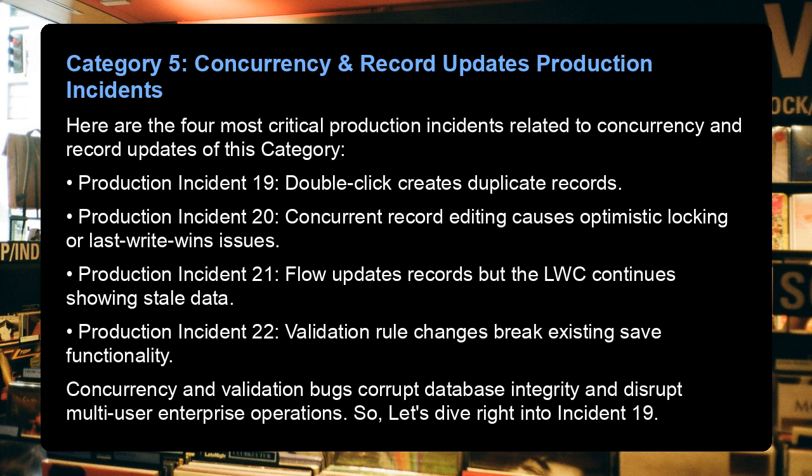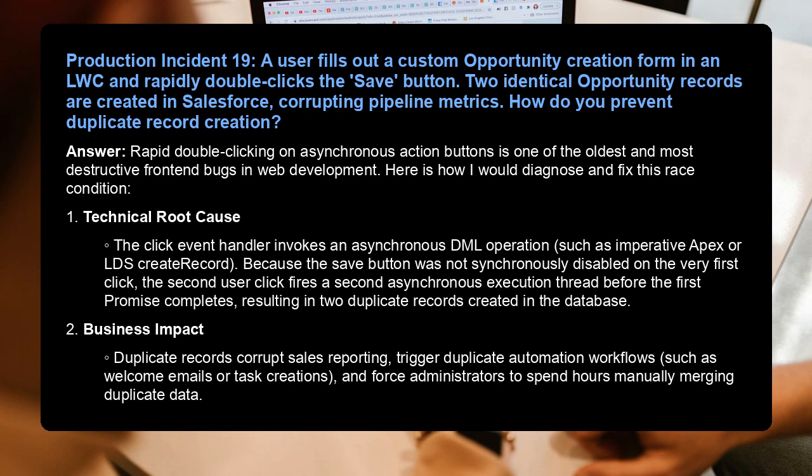So, let's dive right into Incident 19. Production Incident 19. A user fills out a custom opportunity creation form in an LWC and rapidly double-clicks the Save button.